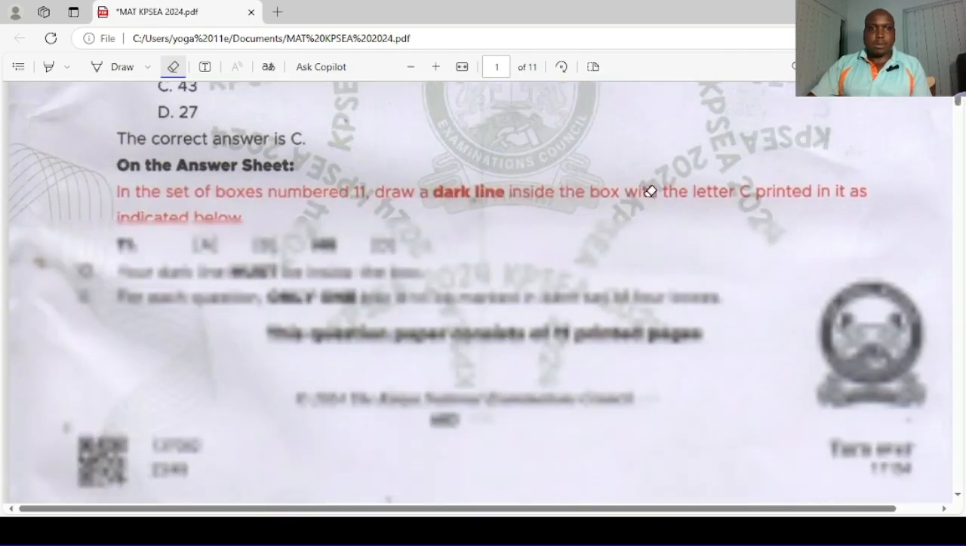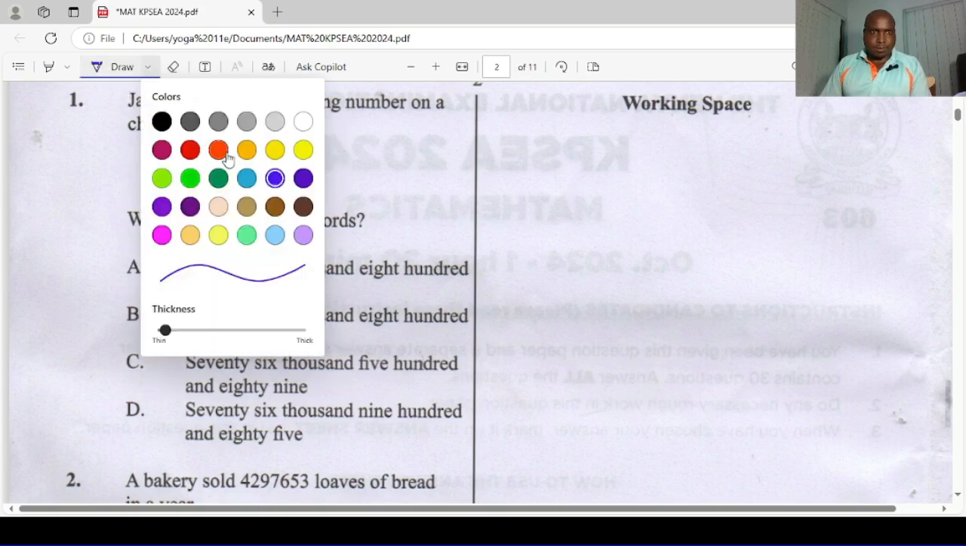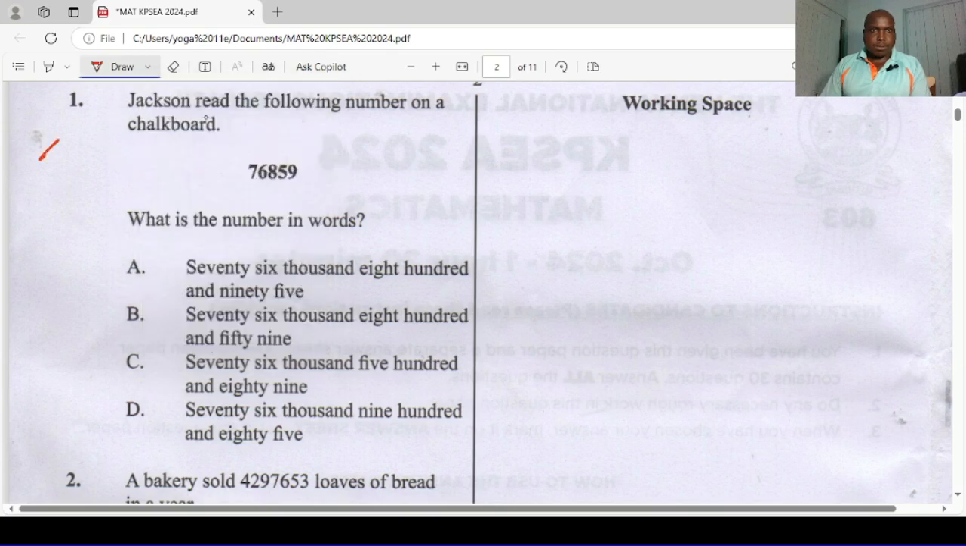Question number 1. Jackson read the following number on a chalkboard. This number. What is the number in words?